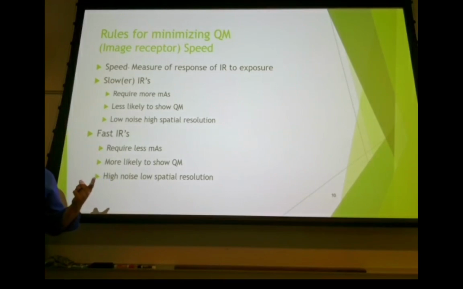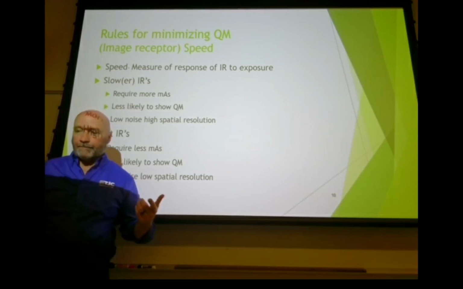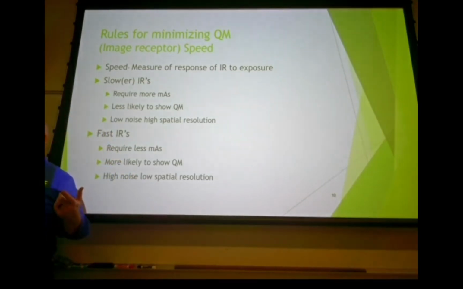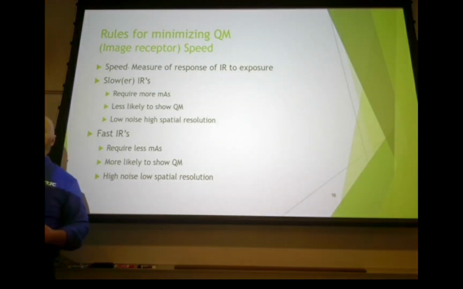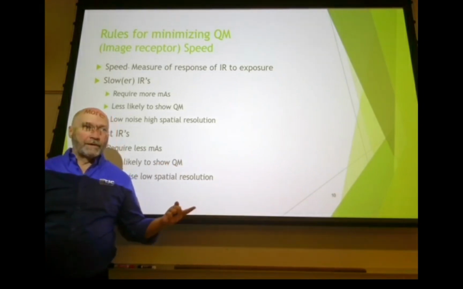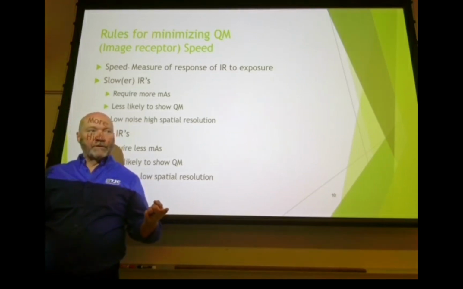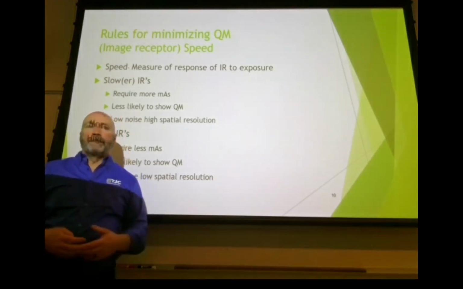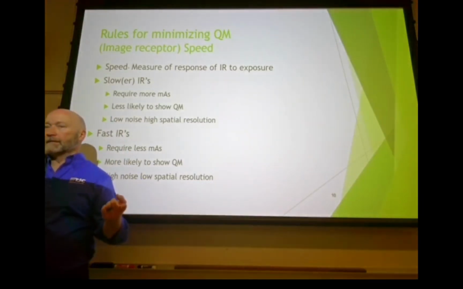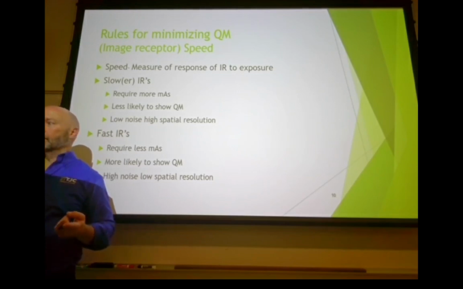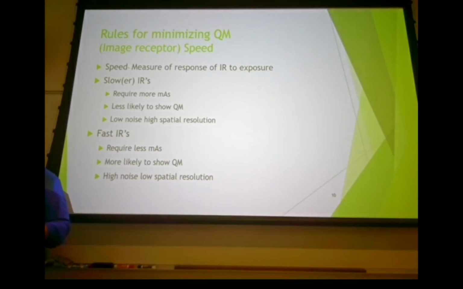So the speed of the image receptor system tells you how much radiation exposure you need to get a good exposure. So let's say you made a perfect exposure on a 400 speed system. You switch to a 100 speed system, what are you going to have to do with your technique? You're going to have to increase it by a factor of 4. Right. So going in the opposite direction, you make a perfect exposure on a 100 speed system, and you increase to a 400 speed system, what are you going to have to do with your technique? You're going to have to decrease it by a factor of 4, right?